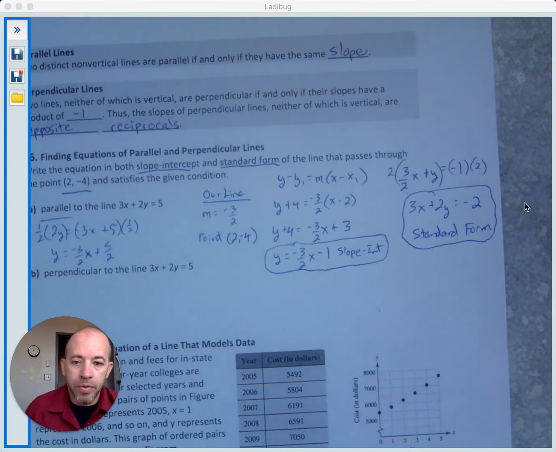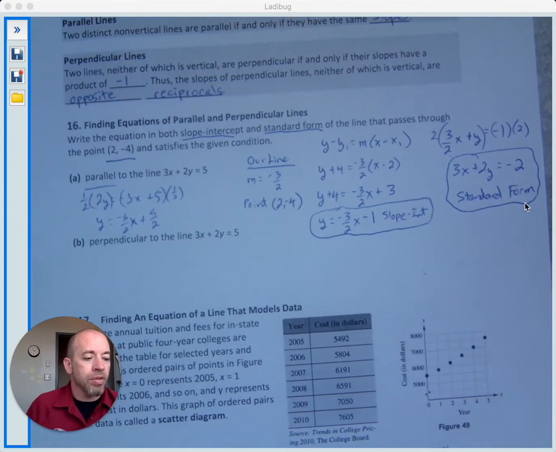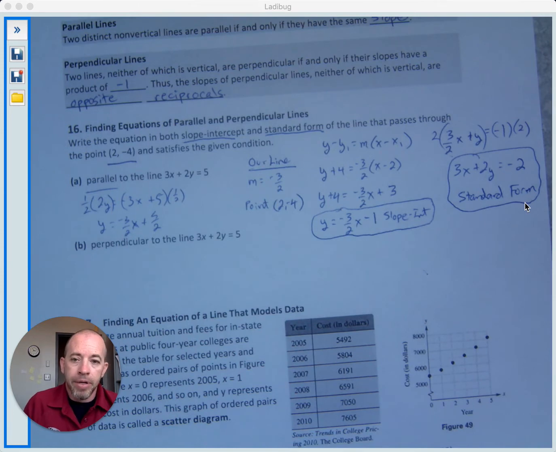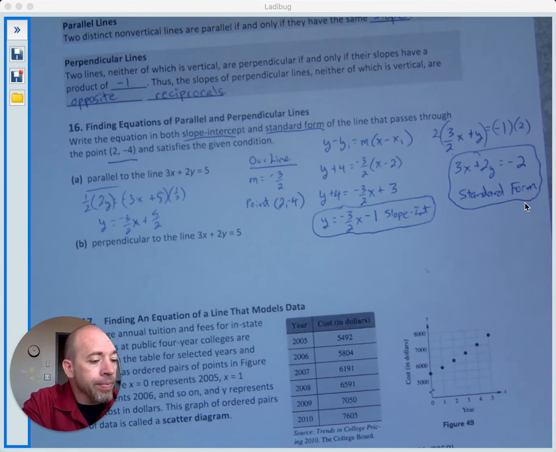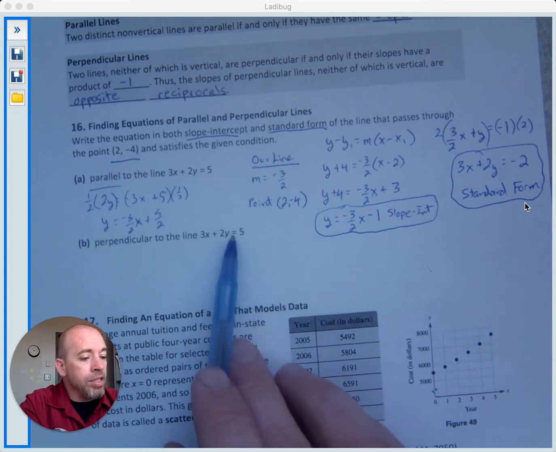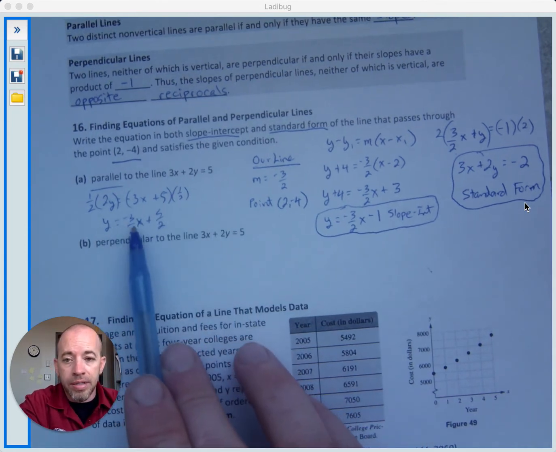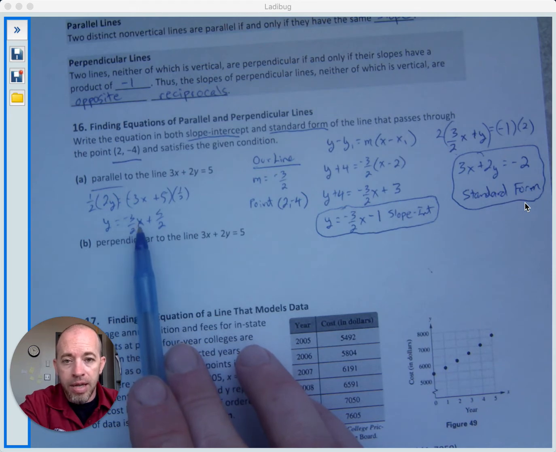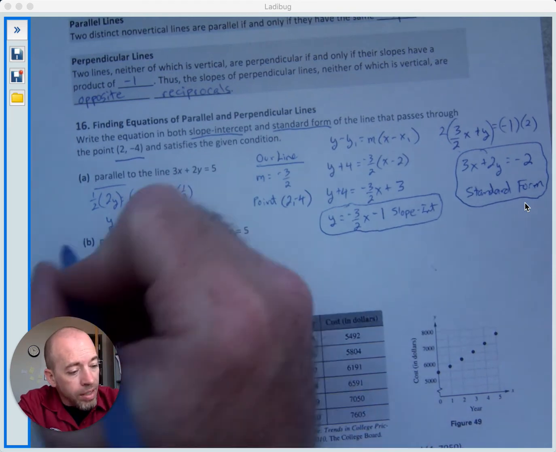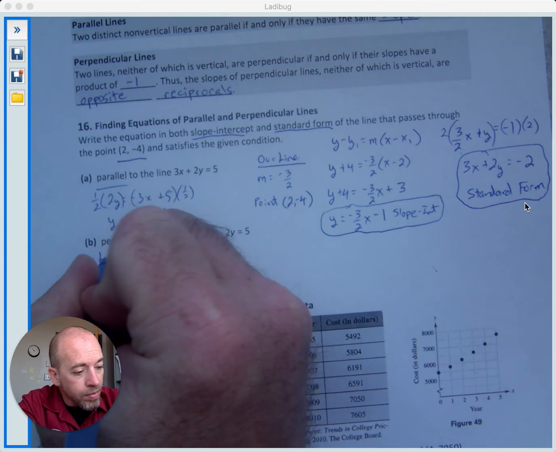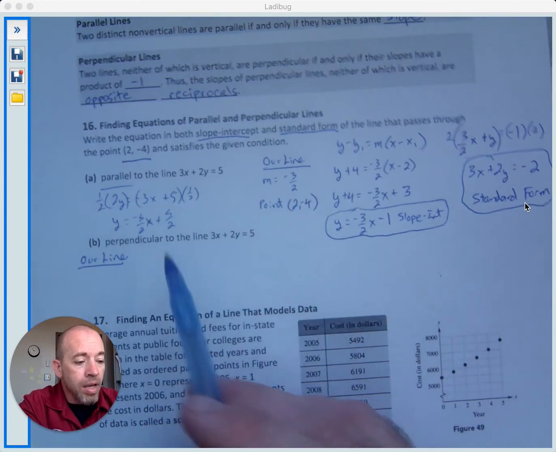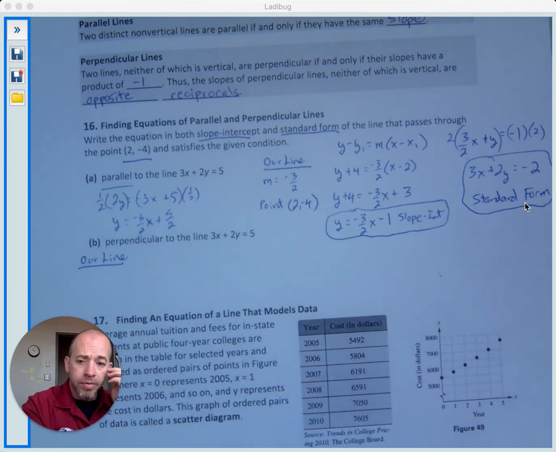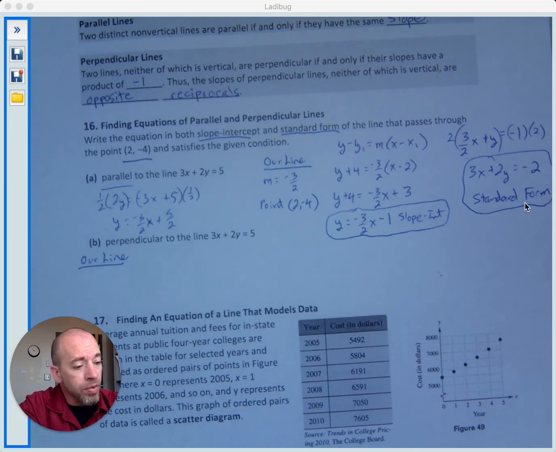Okay, so we're ready for part B. Now let's assume, rather than being parallel, the line is perpendicular. If it's perpendicular to this line, we already changed this line to slope-intercept form to find the slope. The slope was -3/2. So our line, if it's perpendicular, would have a slope not -3/2, but the opposite reciprocal of -3/2, which would be a positive 2/3, right?